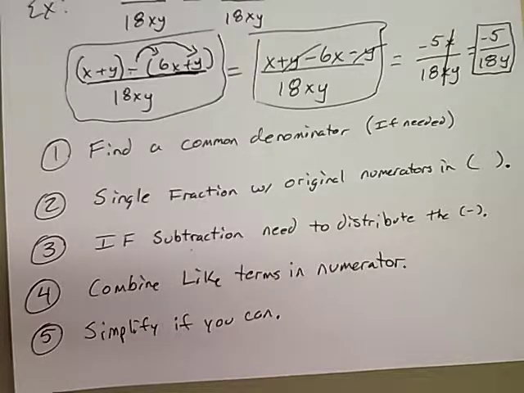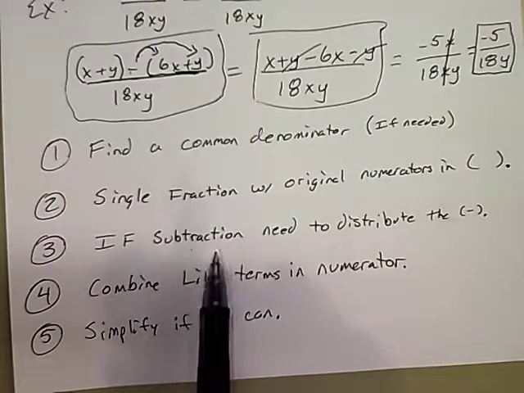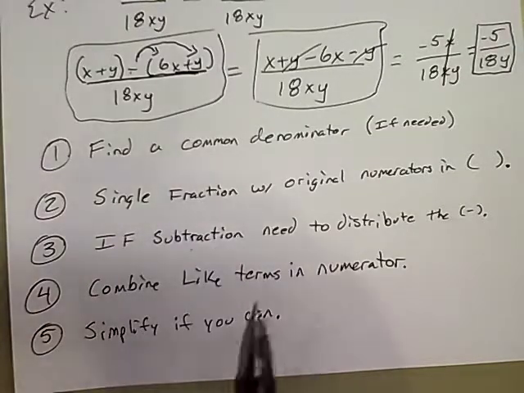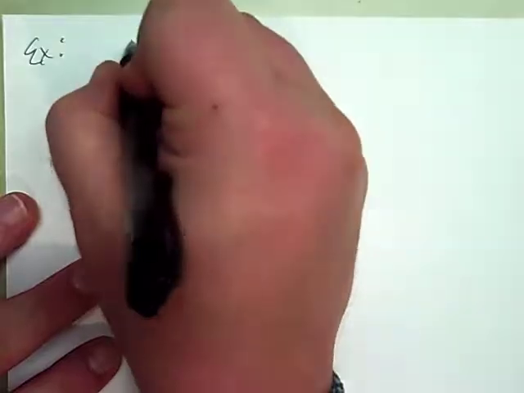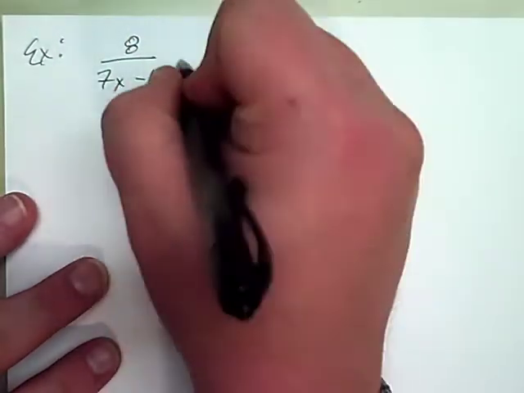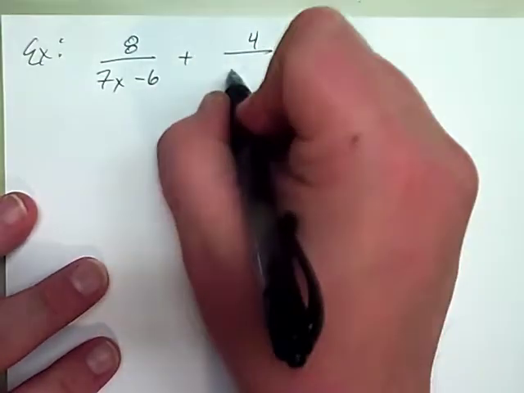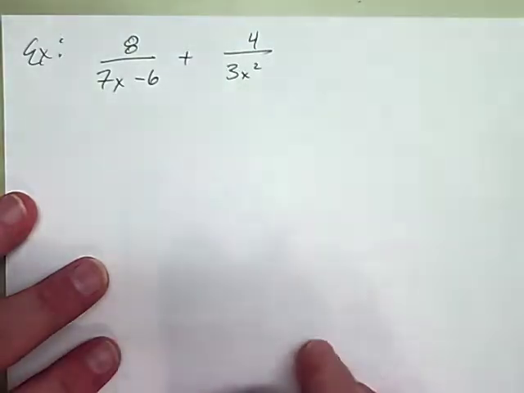Okay, I have a few more examples. I know I've done a lot with this one example, but I have a few more examples. We're going to do some more addition and subtraction. So let's see what happens as we go on. The next example we want to take a look at. Let's say we have 8 over 7x minus 6 plus 4 over 3x squared.